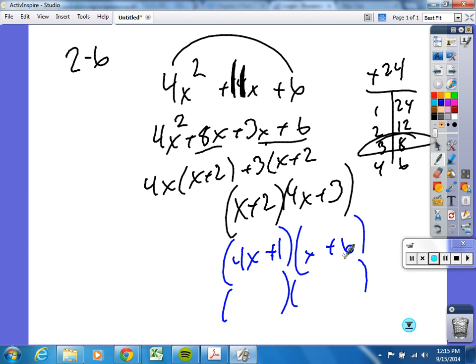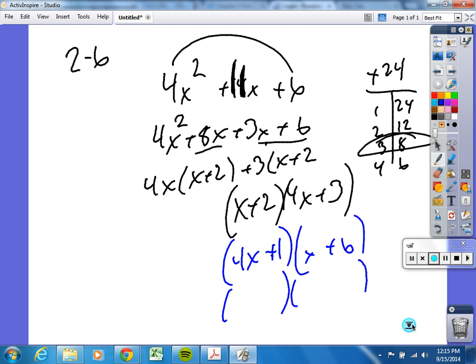Because technically the way I was taught is, how can I get to 4x squared? 4x times x. How do I get to 6? 1 and 6. That's how you get there, but then the middle terms didn't add up. Does that make sense? What would be the possible zero here? Negative 1/4 and negative 6.